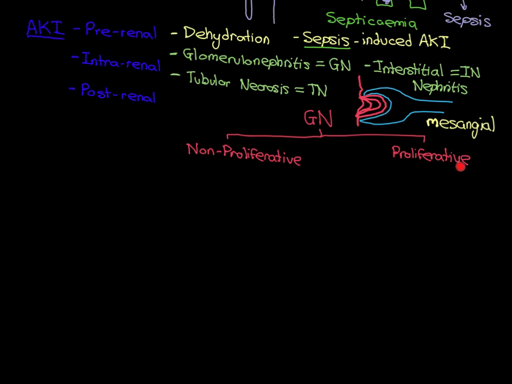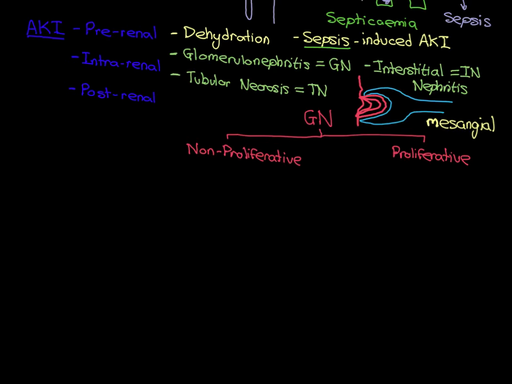In proliferative glomerulonephritis, the number of white blood cells does go up, the number of cells in the renal corpuscles goes up. So white blood cells have come in as well as proteins. So proliferative glomerulonephritis is worse than non-proliferative glomerulonephritis.